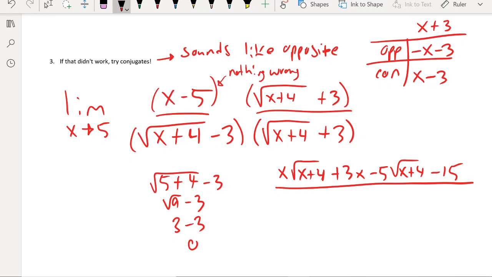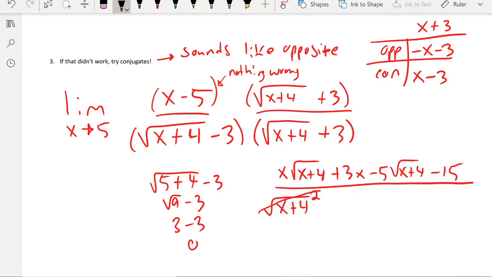On the bottom, here's what happens. When you multiply by conjugates, the middle terms cancel out. So the first times the first would be the square root of x plus 4 times the square root of x plus 4. You're going to times it by itself, which is the same thing as squaring it, so that cancels, and I just have x plus 4.